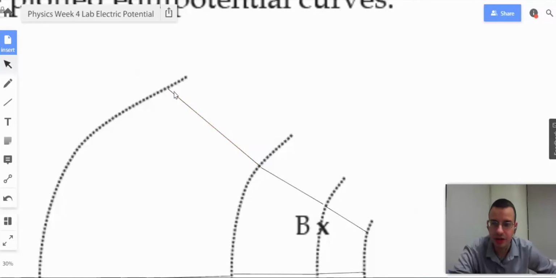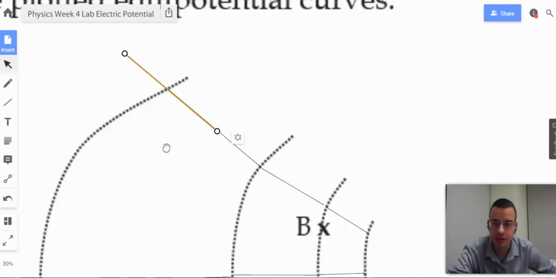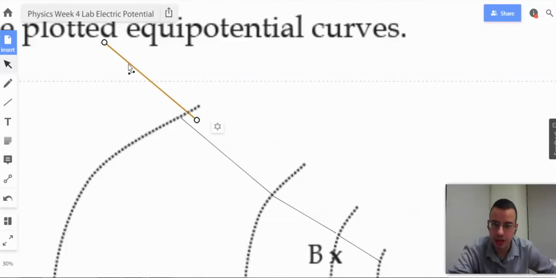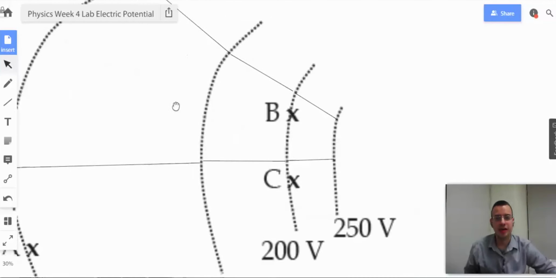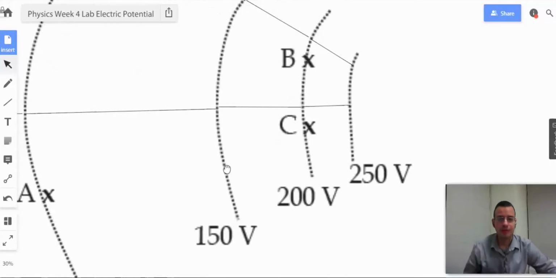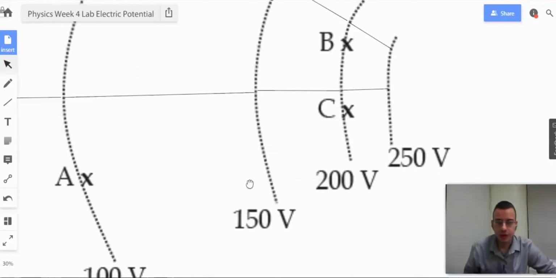And then from here, we can do another one. This one would be probably even more up this direction. There we go, and you can see how it has a curve going out. And then you'll do that at every point.